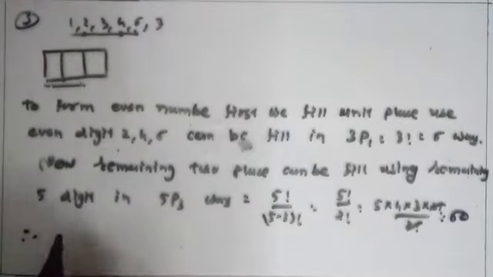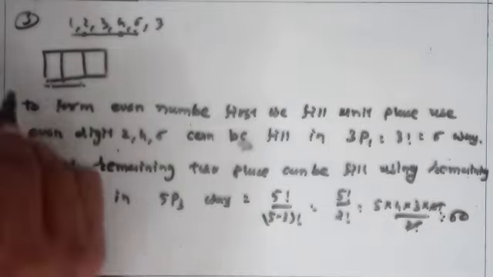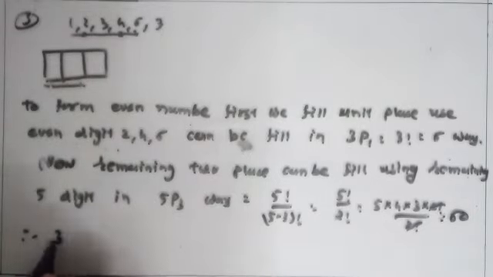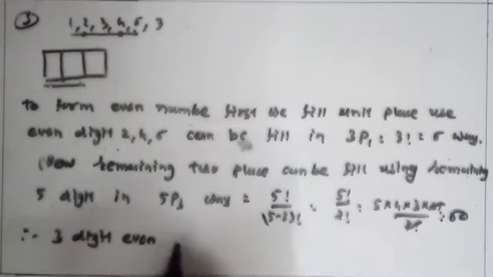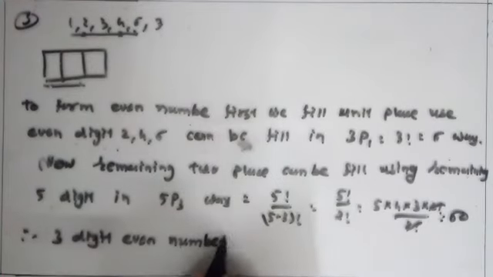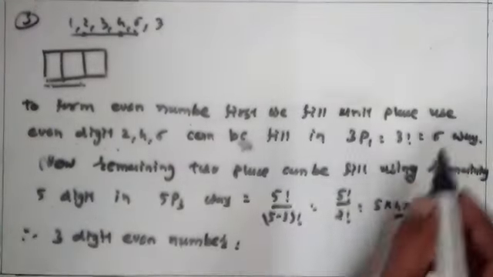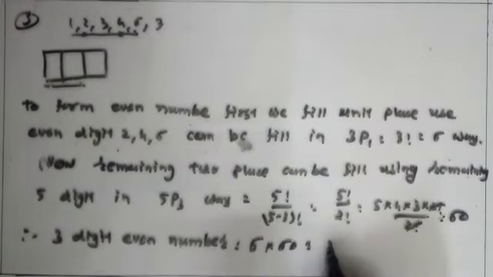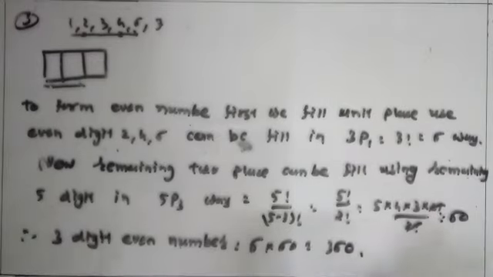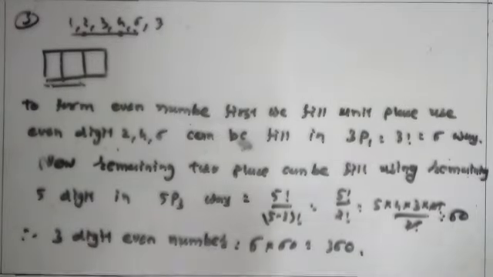Therefore, the total number of 3-digit even numbers is equal to 6 into 60, which is 360. Okay.